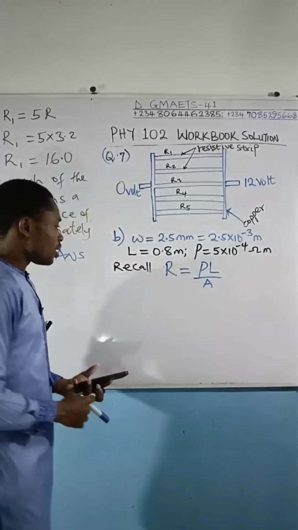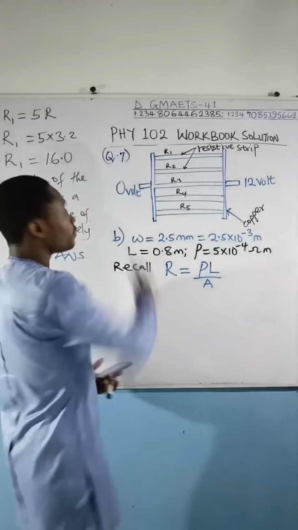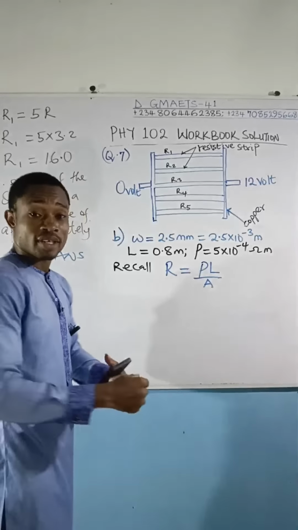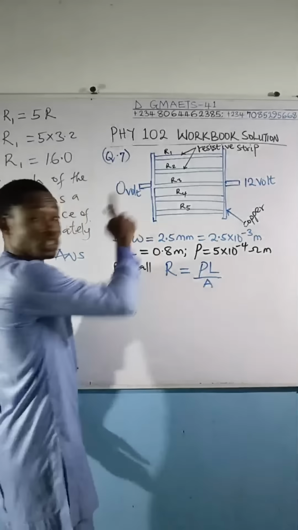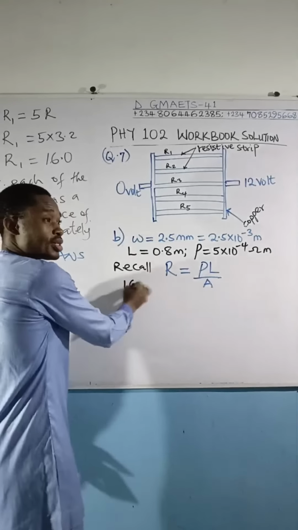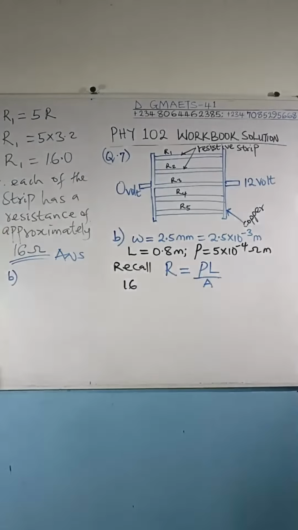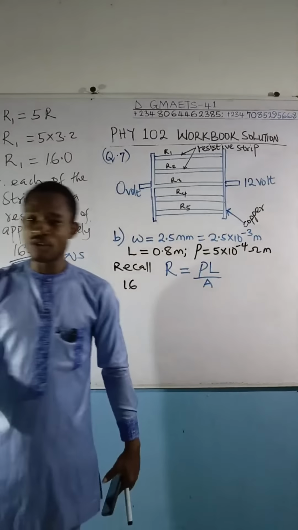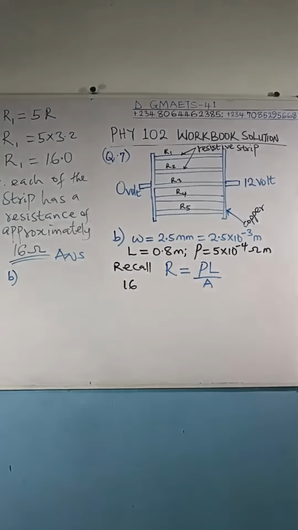All right, so coming to each of the strips, what do we now do? We'll substitute our parameters. The resistance of each strip is going to be 16. Are you following, right? Let me put on a line.